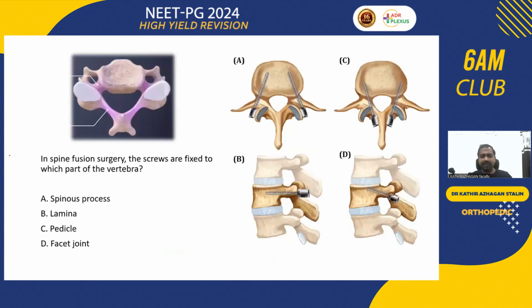This is the same question, pedicle screw. Just for the sake of better images, I have used this question again. If I put it in the lamina, can you see how it is going to damage the spinal cord? Only if I use the pedicle, it will go through the whole bone. If it is a lamina or spinous process or the facet joint, just assume if it is a facet joint, the screw will go into the disc rather than into the bone.